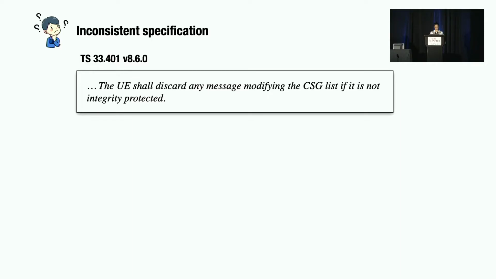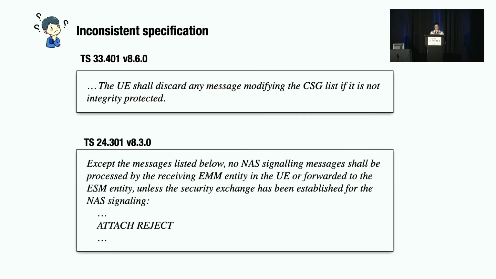Technical specification 33.401 has a description: UE shall discard any message modifying the CSG list if it is not integrity protected. But specification 24.301 has many places that violate the description. Let's see one of them. Except a message listed below, no NAS signaling message shall be processed by the receiving EMM entity in the UE or forwarded to the ESM entity unless the security exchange has been established for the NAS signaling.